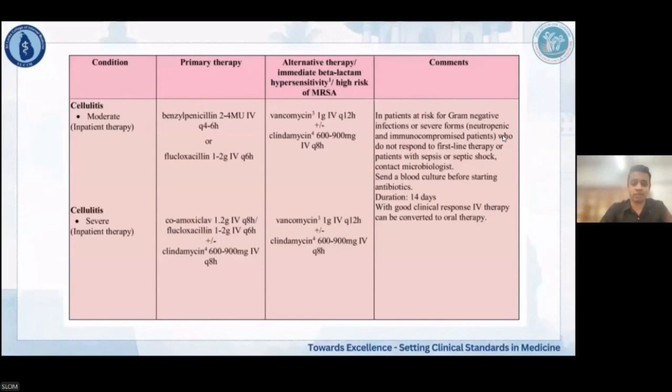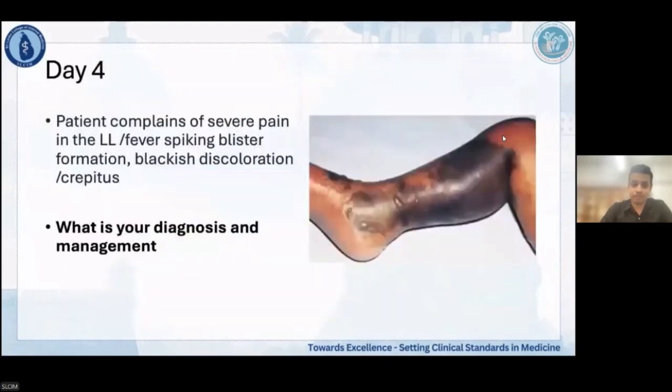Right, so this is a snapshot from the current guideline where you can refer to. I have actually summarized most of the things in my previous slide, just to familiarize yourself with the existing guidelines in Sri Lanka. Right, so this particular patient on day 4 complains of severe pain, out of proportion pain, and she has high spikes in fever, and you can see the leg, there is blister formation, there is blackish discoloration, and you can feel the crepitus in the leg.